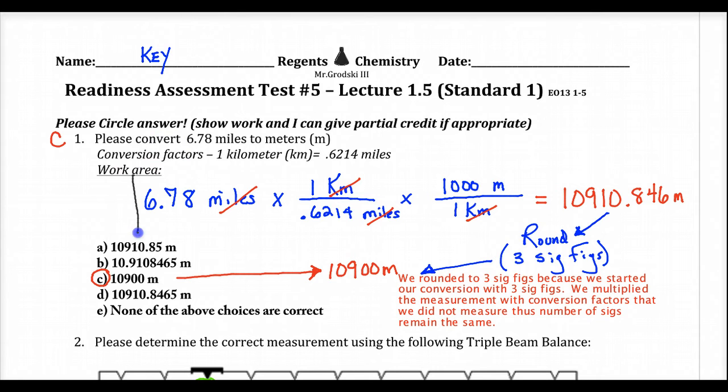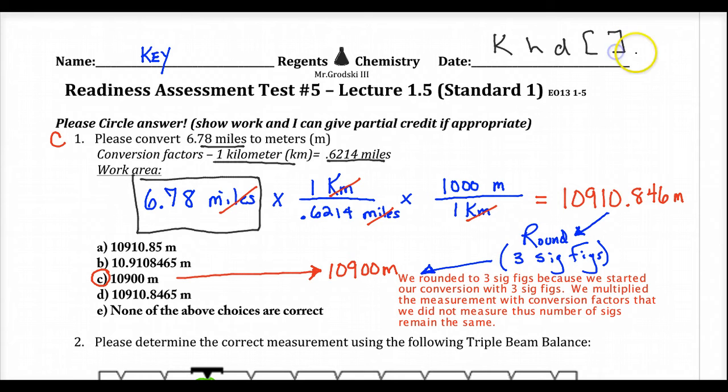I like to start with the unit given. So I write 6.78 miles. Then, of course, I want to get rid of miles to get to kilometers. And the reason I do that is the conversion factor given to me was kilometer to miles, and they gave me the miles, and I want to go to meters. So the converting factor only converts my miles to kilometers, but I know once I get to kilometers I can get to meters. King Henry died drinking cat milk, right?